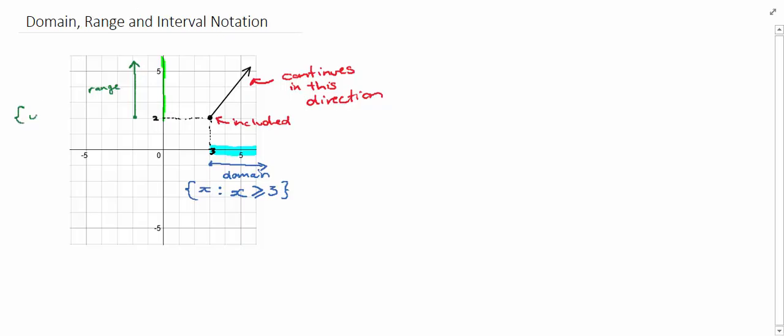Now the same thing with range. So we're going to go y is, and in this case y is greater than or equal to 2. So we can see that we've only got values on our graph showing up here when y is bigger than 2.